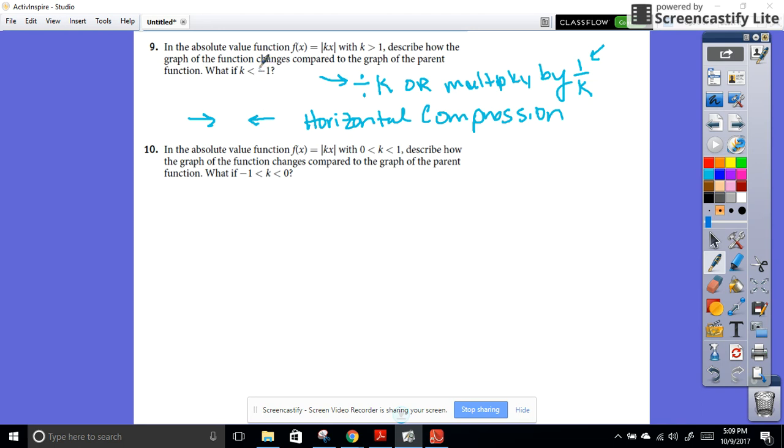What if it's a negative 1? If it's absolute value, that negative 1 is not going to do anything. Because remember, if the absolute value looks like this, if we reflect this over here and we reflect this over here, nothing changes. So negative doesn't matter, doesn't change anything.